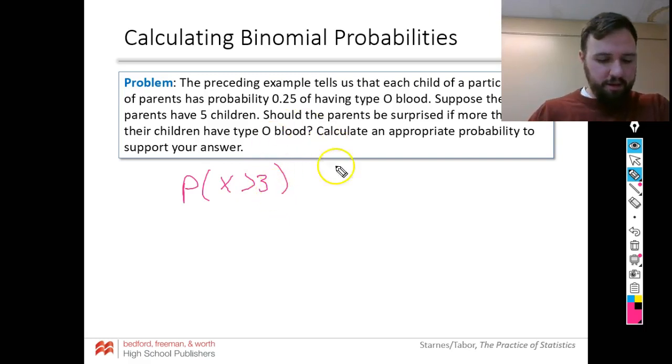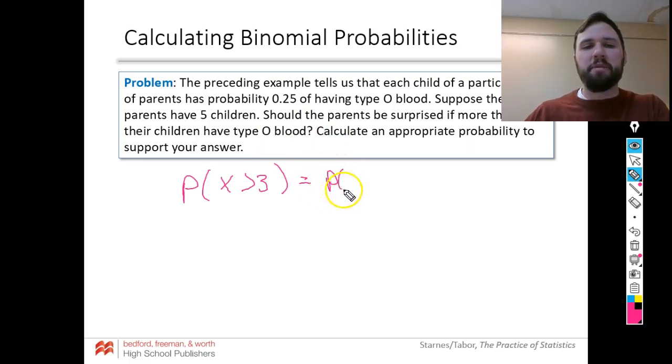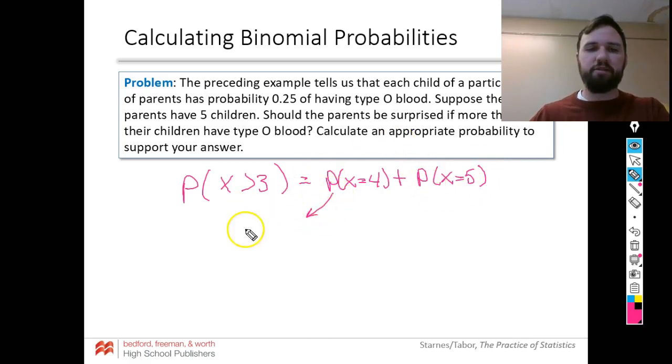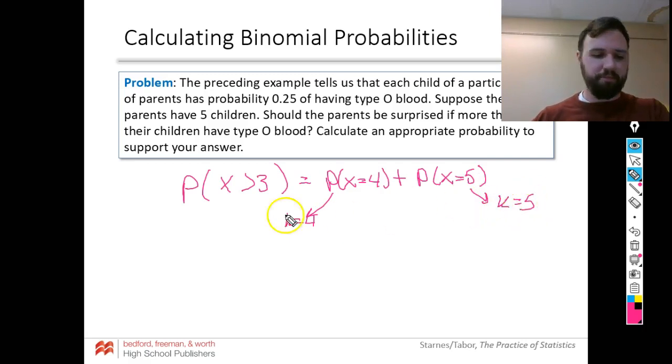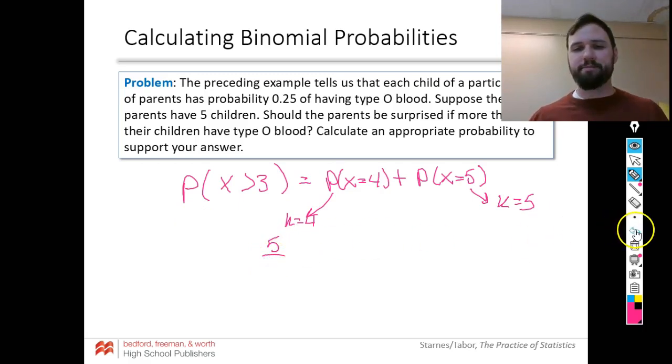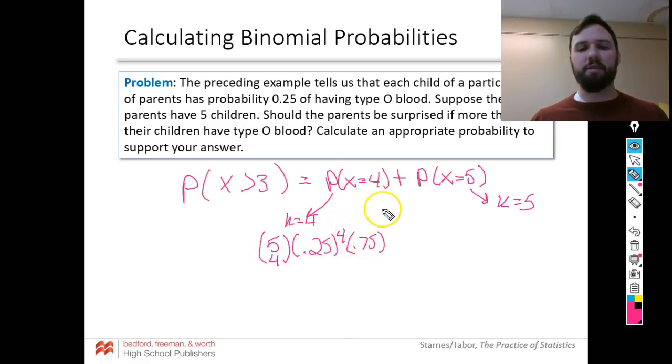Okay? So, what that means is I'm going to find the probability of x equals 4 and add it to the probability of x equals 5, right? Because 5 and 4 are the 2 values above 3. So I have to find each. Everything's going to be the same as before, but my k is now 4, and my k is now 5. So I'm going to do 5 choose 4 times 0.25 to the 4 times 0.75 to the 5 minus 4, which is 1.